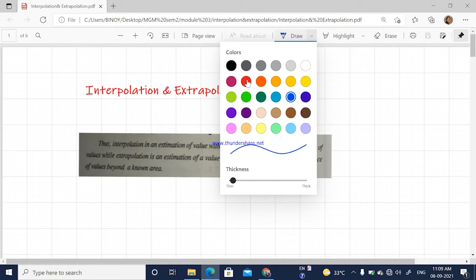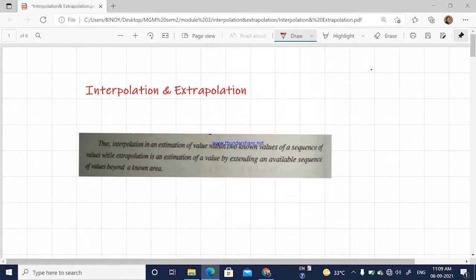Business Mathematics for CA and Corporation. We are focusing on Module 3, that is Basic Algebra. In this, we are focusing on interpolation and extrapolation. Interpolation and extrapolation are statistical methods for estimation and for forecasting, that is, for estimating a particular value or forecasting a particular value.